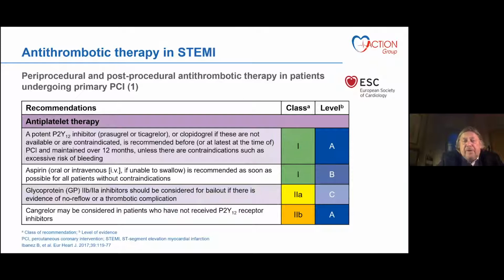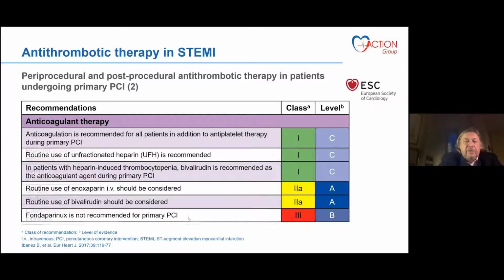Now, what about antithrombotic therapy in STEMI? We have a 1A recommendation for a potent P2Y12 inhibitor, prasugrel or ticagrelor. We can use clopidogrel, as I told you, if the two drugs are not available or there's some contraindication. We have a clear indication also for aspirin that should be given in these patients. And here you can see that a glycoprotein inhibitor should only be used in a bailout situation. Also for cangrelor, we have only a very moderate recommendation in specific situations.